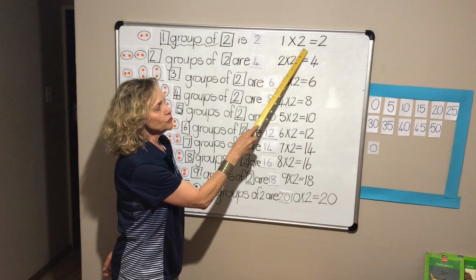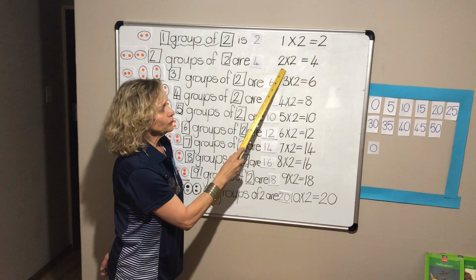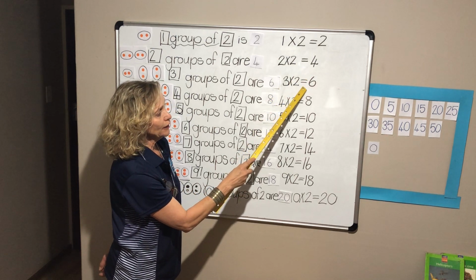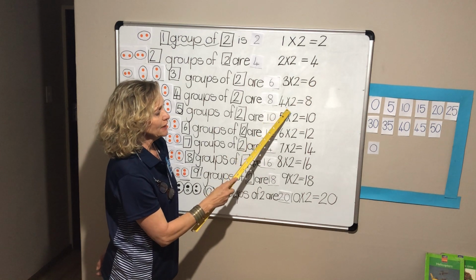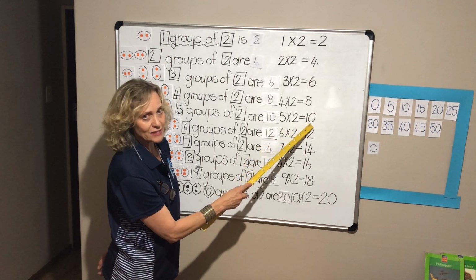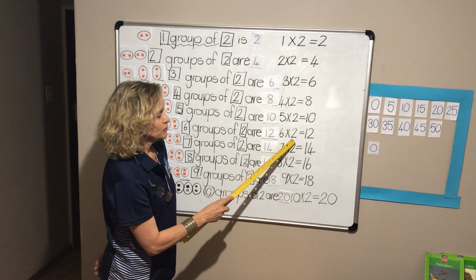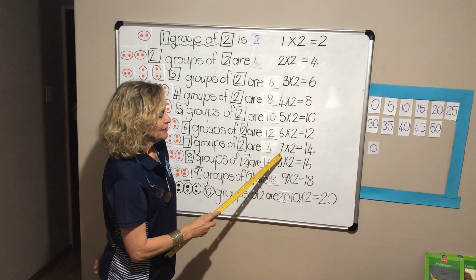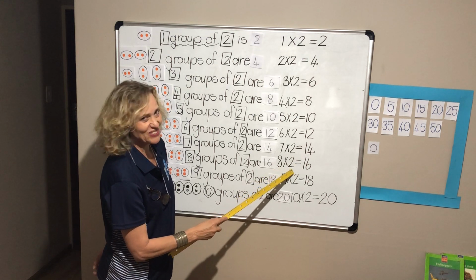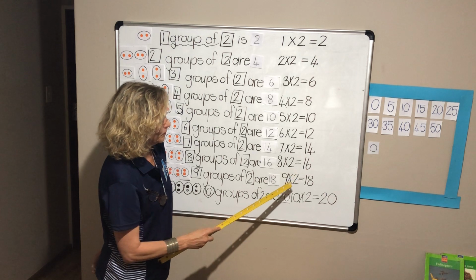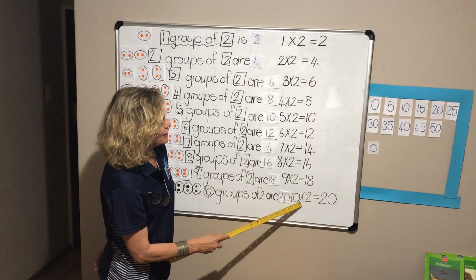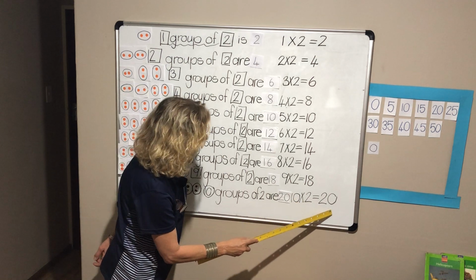1 times 2 equals 2. 2 times 2 equals 4. 3 times 2 equals 6. 4 times 2 equals 8. 5 times 2 equals 10. 6 times 2 equals 12. 7 times 2 equals 14. 8 times 2 equals 16. 9 times 2 equals 18. 10 times 2 equals 20.